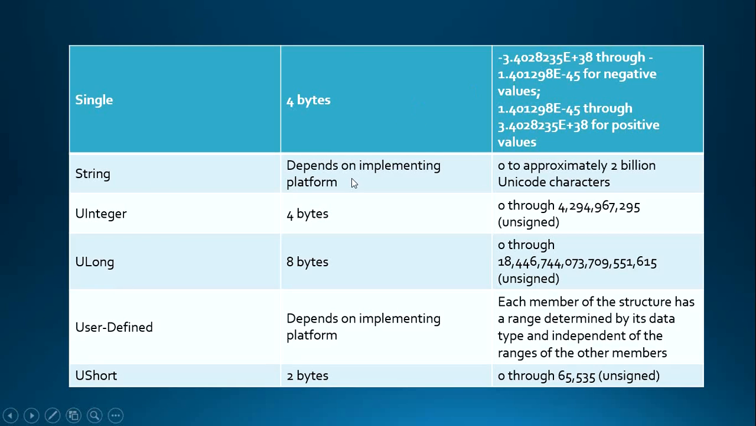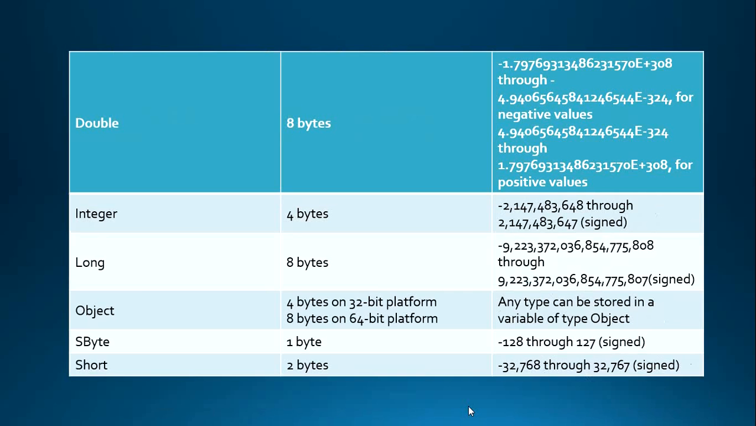The string data type, again the allocation depends on the implementing platform, and it can hold 0 up to approximately 2 billion Unicode characters. UInteger, that is unsigned integer, 4 bytes with this range. Unsigned long or ULong, 8 bytes with this range. User defined, depends on the implementing platform, with this range. And unsigned short or UShort with 2 bytes with this range. So we have different kinds of data types as we have seen in this table.